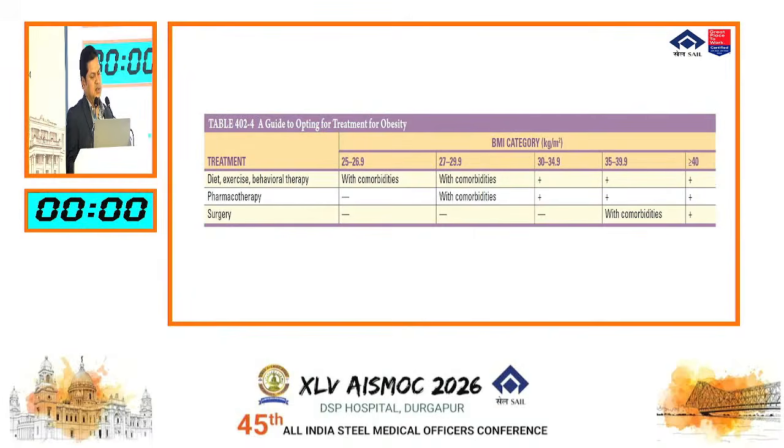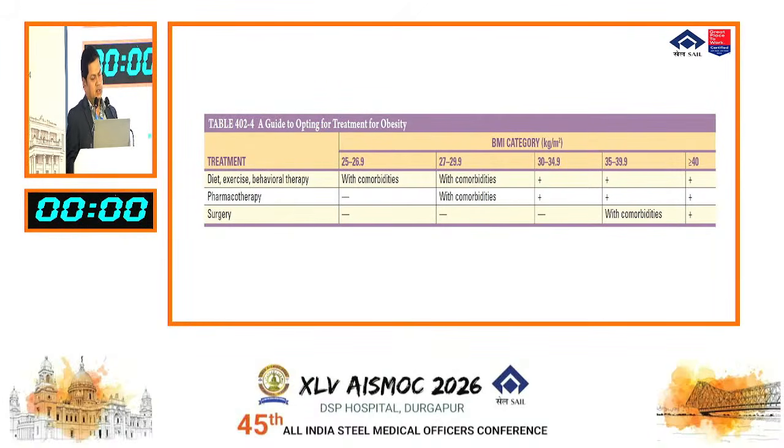This is just a reference from Harrison. So when BMI goes over 30, there is a need of both pharmacotherapy and surgical intervention.